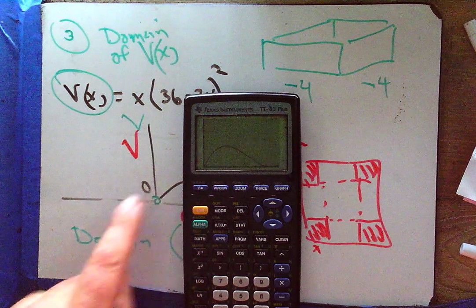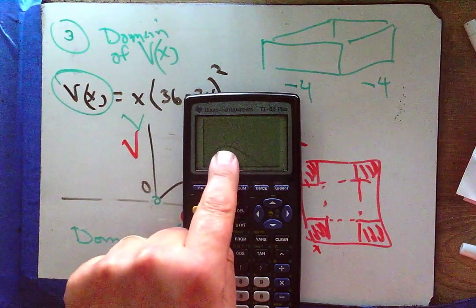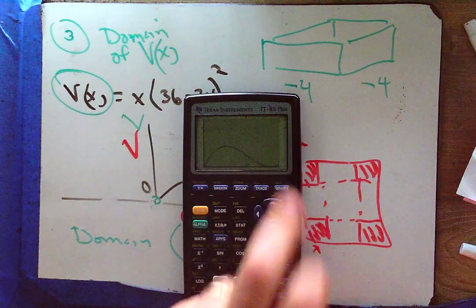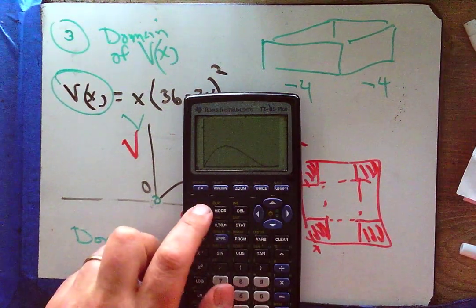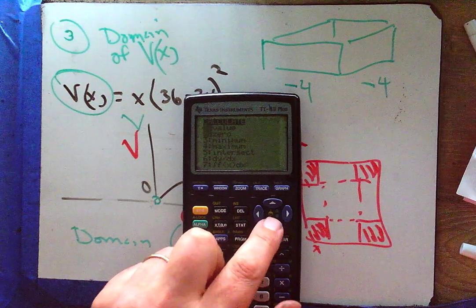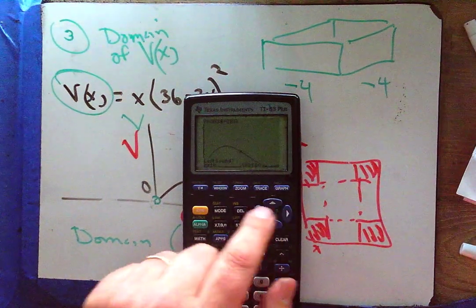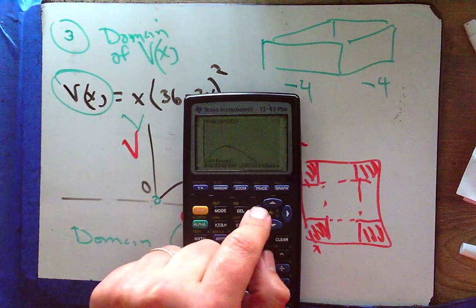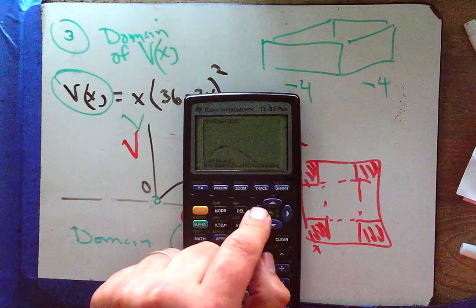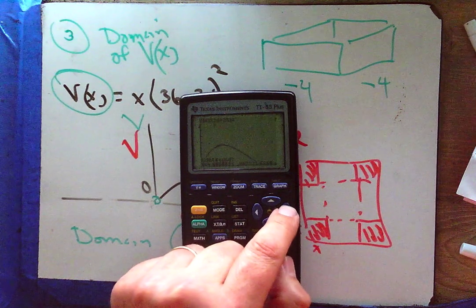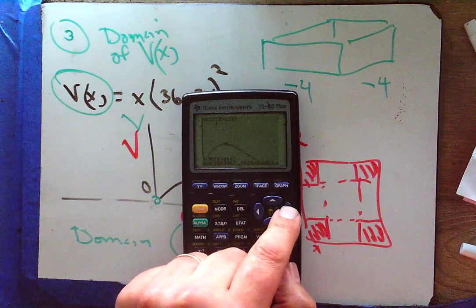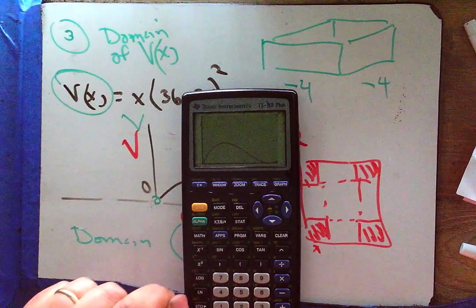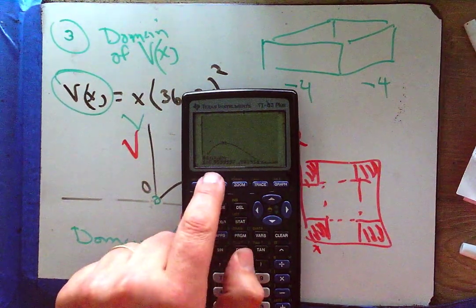Okay, it looks just like our graph. And I'm looking for this maximum. Does it look like that maximum happens halfway between 0 and 18? No, it doesn't. If I do second calculate maximum and move that cursor to the left of the maximum and hit enter, and then move the cursor to the right of that maximum and hit enter, and no, I don't want to guess, I see that my maximum occurs.